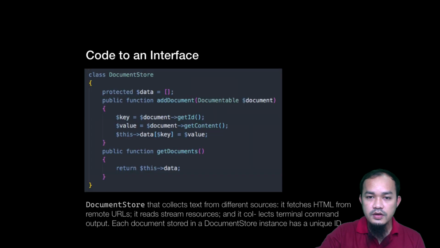Okay, if you look at the line numbers, 1, 2, 3, 4, look at line number 4. We have the function addDocument, and in the argument we have DocumentTable. It tries to use the DocumentTable interface in this function.